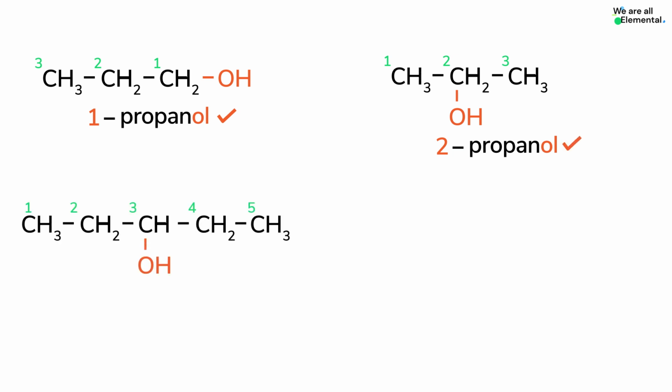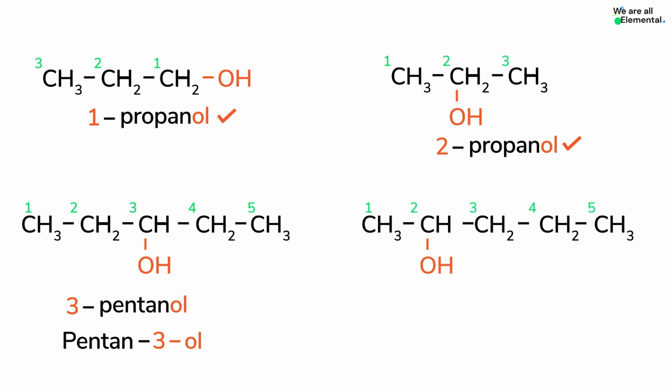In this example, the OH group is on the third carbon, and therefore it is named as 3-pentanol, or you can also name it as pentan-3-ol. Here you'll see that the OH group is on the second carbon, and therefore this is 2-pentanol.